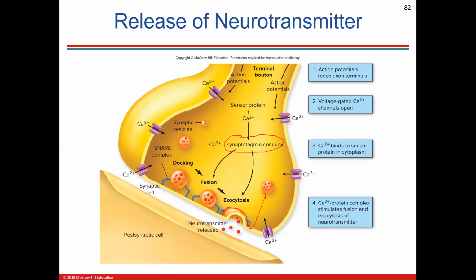Okay, so here are the steps. The action potential reaches the axon terminals, and because of that, these channels, which are voltage-gated calcium channels, open and calcium comes in from the ECF. Then there's the binding of the sensor on the protein complex, synaptotagmin, and then the complex fuses with the membrane and allows for release of neurotransmitter.